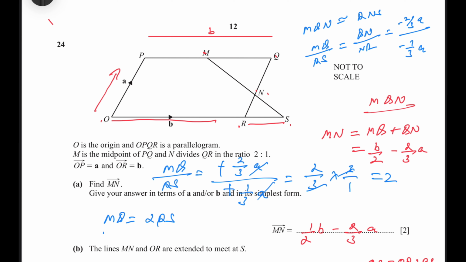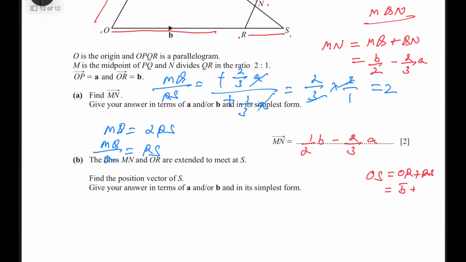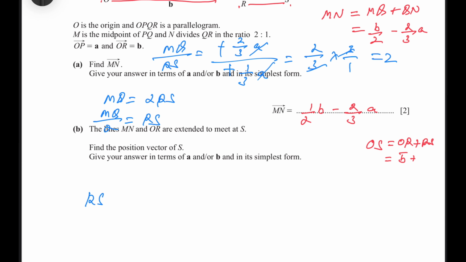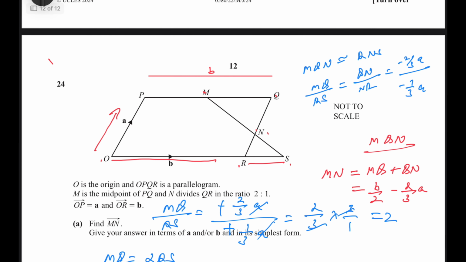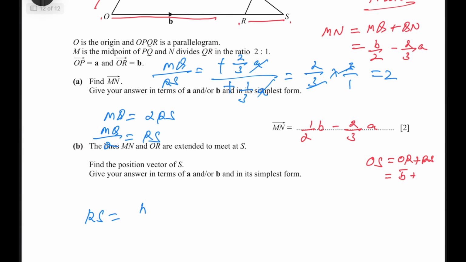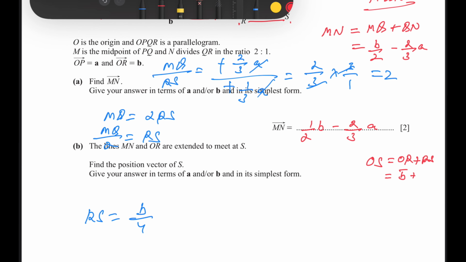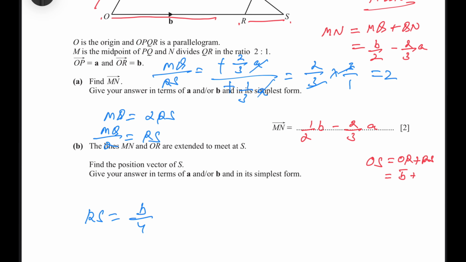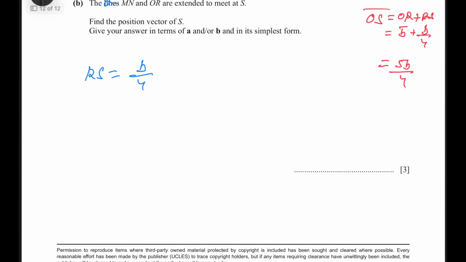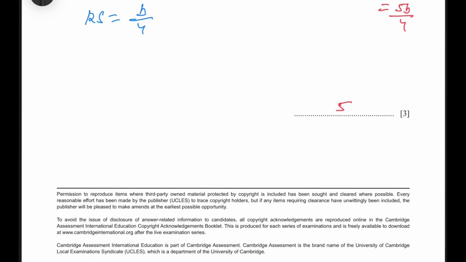So RS will be MQ by 2. What was MQ? We know this was B by 2, so half of B by 2 is B by 4. Now we have the value of RS, so we can write this as B by 4. So B plus B by 4 is actually 5B by 4. So the value of OS, the position vector of S, is 5B by 4.